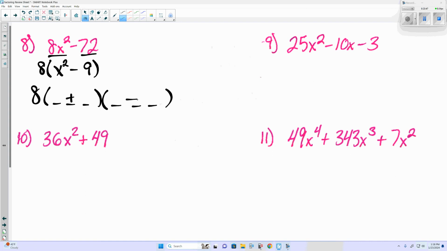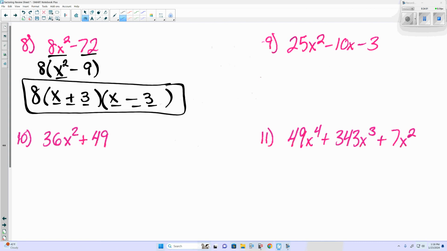And we said what times itself is x squared? X. And what times itself is 9? 3. So that's it. Our definition of difference of perfect squares is a squared minus b squared is a plus b times a minus b. A in our case is x, b in our case is 3.